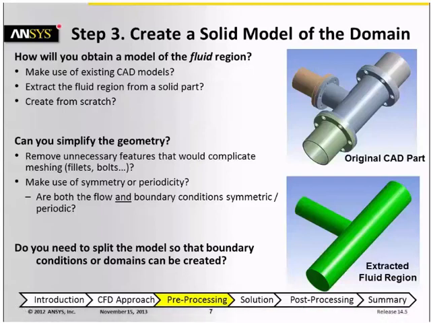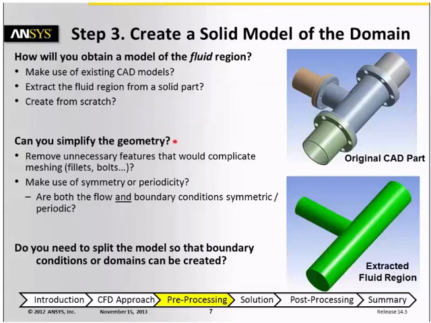When the domain boundaries have been decided, the next step is to create the geometry, and to do that you need a solid model of the domain. It's important to note that for CFD simulation, you need the solid model to represent the fluid region. If you're working with a CAD model, the fluid region can often be extracted from the solid parts, but other times, if the flow region is relatively simple, like in the T-junction down here, it might be easier just to create the fluid region from scratch.